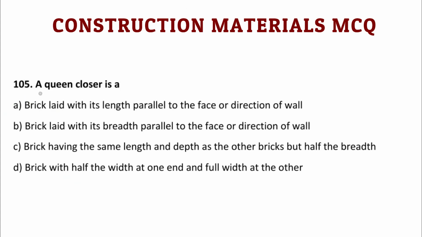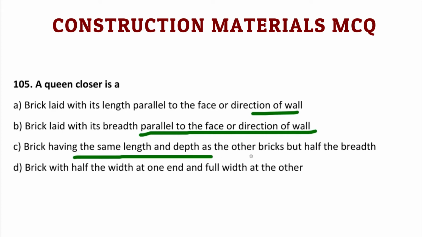So next question, a queen closer is option A brick laid with its lanes parallel to the face or direction of the wall, option B brick laid with the breadth parallel to the face or direction of the wall, option C brick having same length and depth as the other brick but half the breadth, option D brick with half the width at one end and full width at another end. So the correct answer is option C brick having the same length and depth as the other brick but half the breadth.